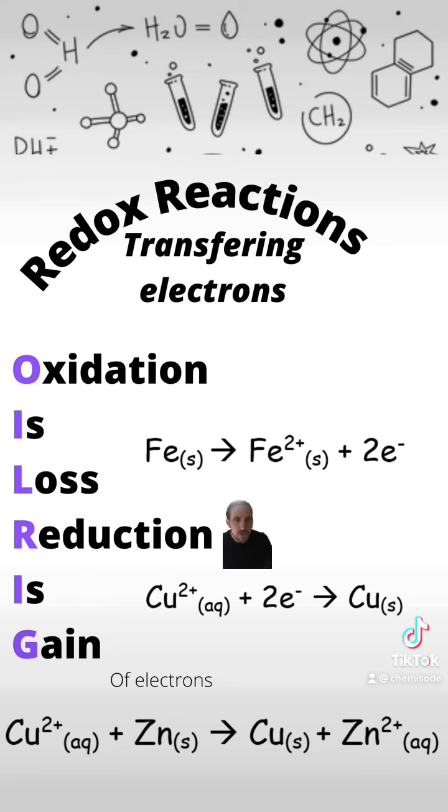These equations are called half equations because they only tell half the story. Redox involves oxidation and reduction together. So these are half of the equation. All right, down here I have a full equation.